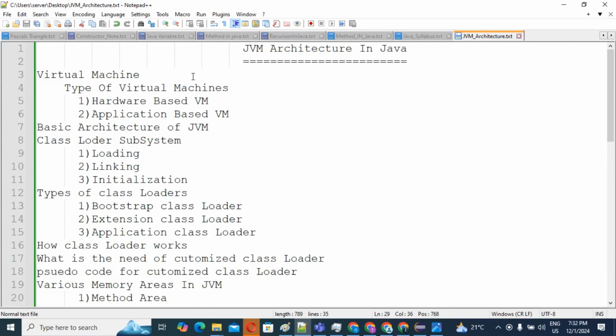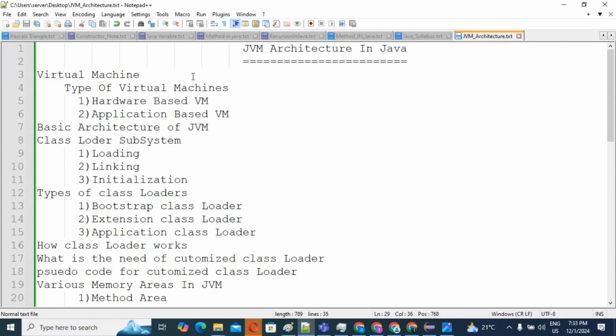How many types of class loader are there? Bootstrap class loader, extension class loader, application class loader. All the class loaders I will explain one by one. When we need the application class loader, why we need the application class loader, what is the extension class loader, why you need the extension class loader, what is the bootstrap class loader, why it is needed in Java, all the topics I will explain one by one, in great depth, guys. If you cover all the topics on my channel, then definitely you will become a more confident person regarding JVM architecture.